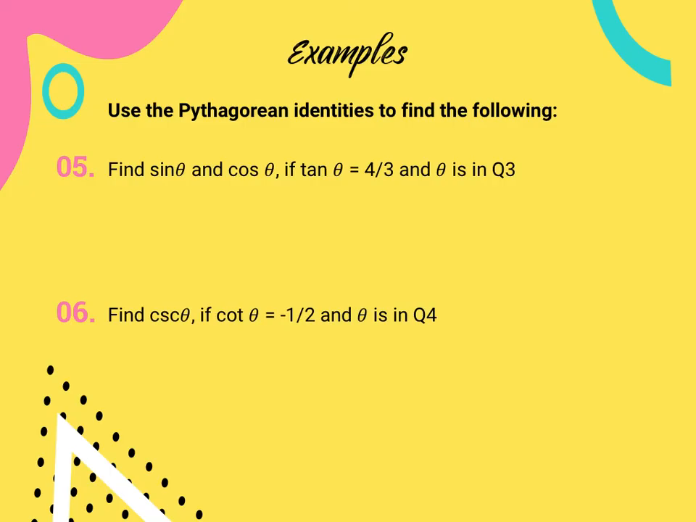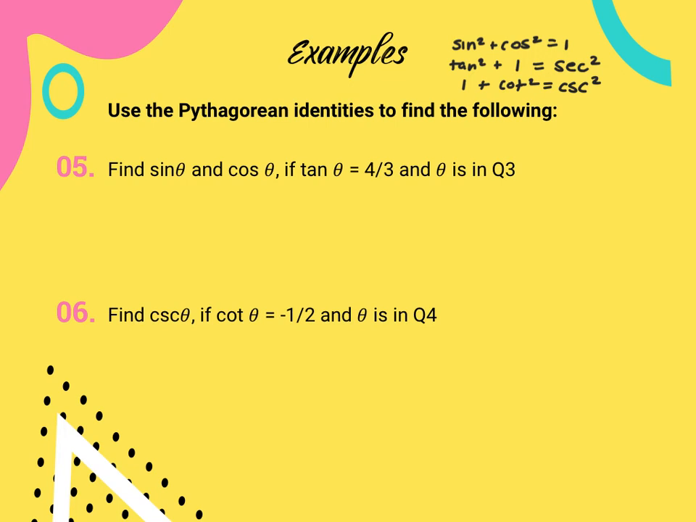All right, we're going to try one of these and then we'll stop for the day. Use the Pythagorean identities to find the following. So we just said that the identities are sine squared plus cosine squared equals 1. Tangent squared plus 1 equals secant squared. And 1 plus cotangent squared equals cosecant squared. So those are the three Pythagorean identities.